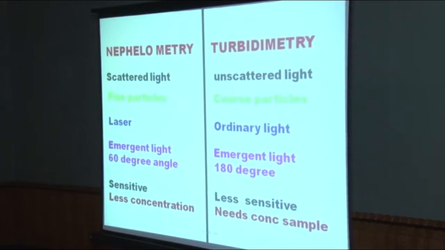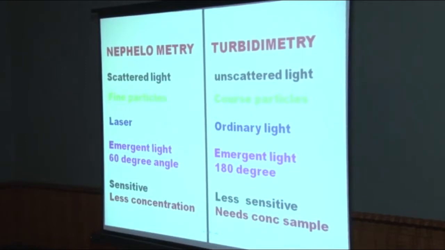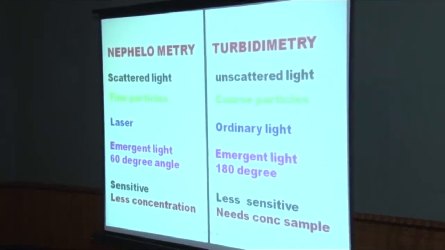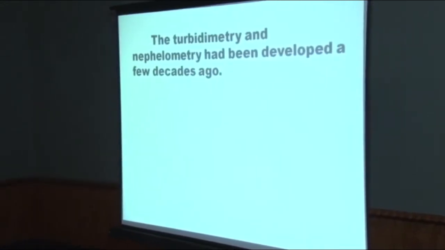The most important part with regard to the clinical laboratory aspect is that nephelometry is more sensitive, and therefore we can quantitate substances of lesser concentration, such as, let us say an example, 20 milligram or 10 milligram like that. Whereas turbidimetry is less sensitive and therefore needs higher concentration, let us say 100 milligram or 200 milligram like that.